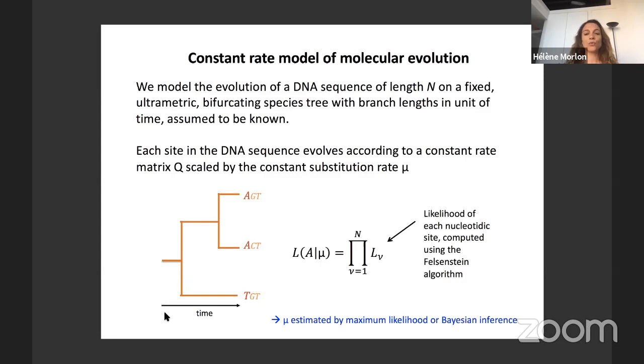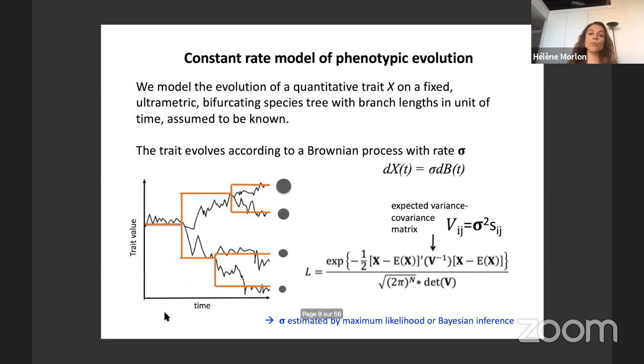If we're able to compute these likelihoods, which we are able to do, then we can estimate the substitution rate mu by maximum likelihood or Bayesian inference by finding the parameter that maximizes the likelihood of our alignment, the probability of our alignment. Same principle for models of phenotypic evolution.